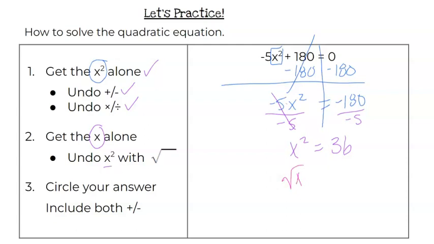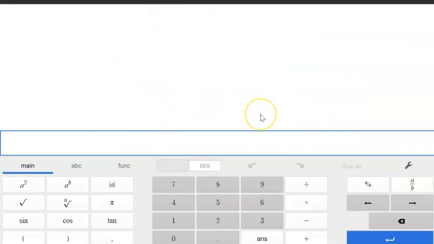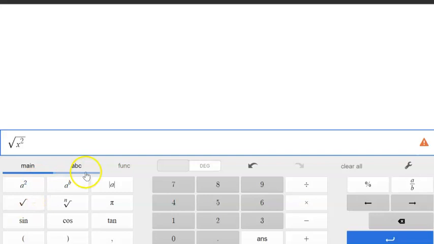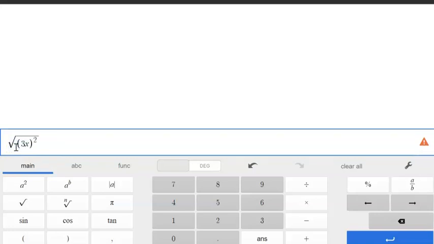So we're going to take the square root of x squared and the square root of 36. Square root of x squared is just x. And the square root of 36 is 6 and negative 6. And then to show you that the square root of x squared, if we take the square root of some number squared, if I replace this x value with any number, it's going to be the number that this is equal to. So I can put 3 here, and you can see that the answer is 3.